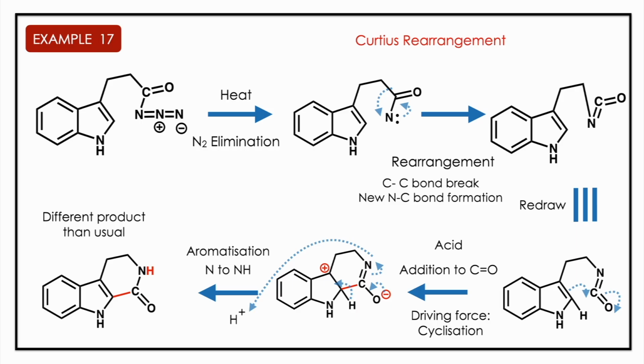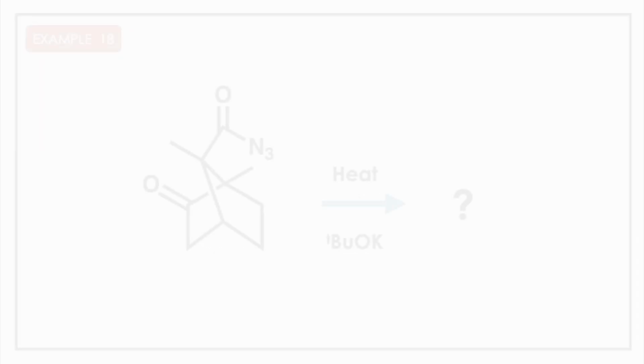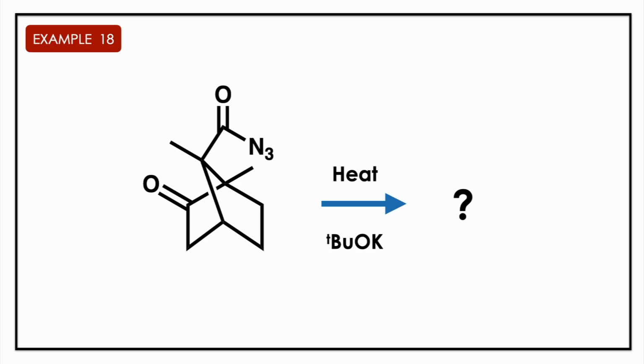The concept you have to learn here is that in Curtius rearrangement, when an aromatic ring comes in, the possibility of ring substitution always dominates. Then the next example: here you have a bicyclic compound with a ketone, an acyl azide at the bridge, a 2-methyl group, heat, and a base. You should find what the final product will be.